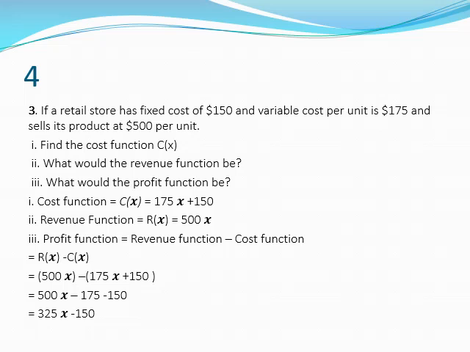Assume that x equals 5. Then the total profit equals 325 times 5, because we assume that x equals 5. That means 325 times 5 minus 150.